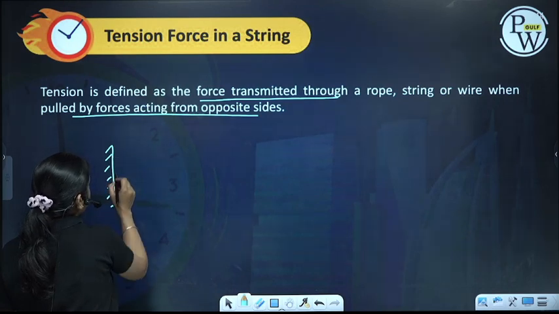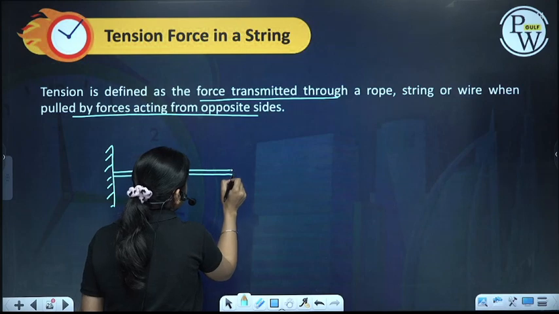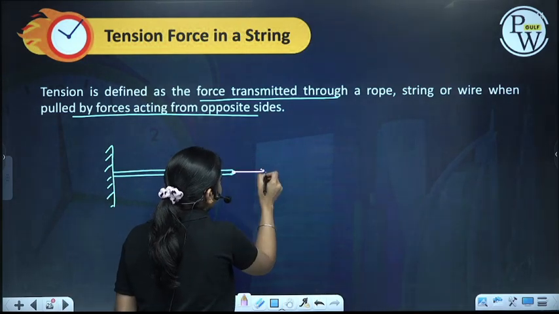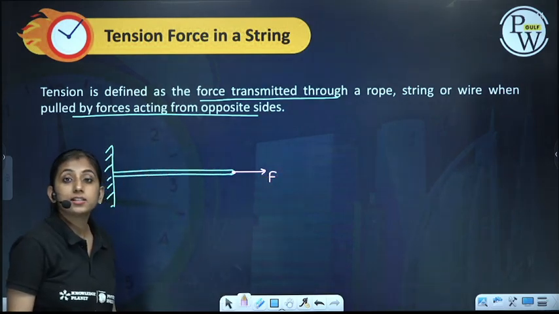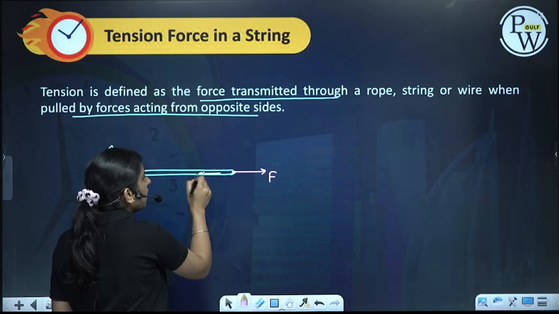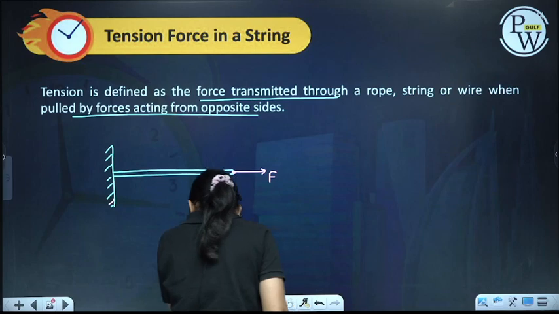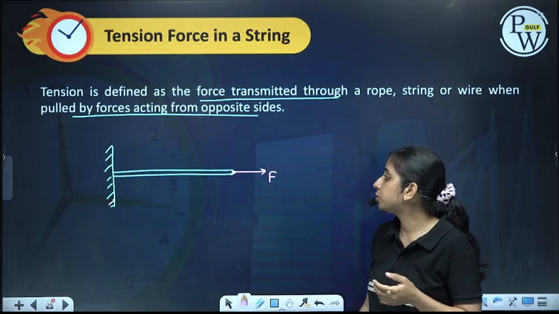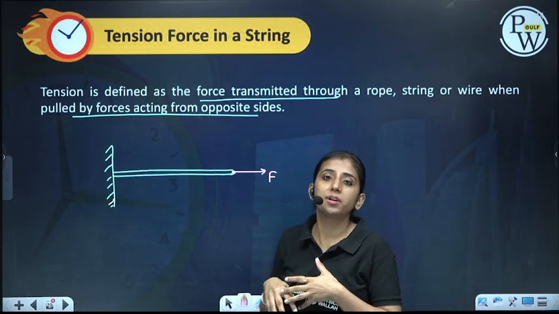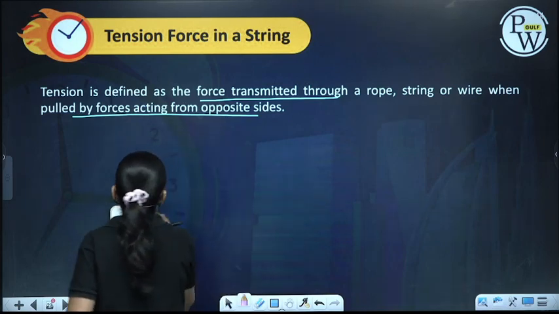So if we have a string or a rope tied at some end, and we pull the other end by some force F, what will happen? A tension will develop, okay? A force will develop in the rope which is called tension force. Let us take one more example.